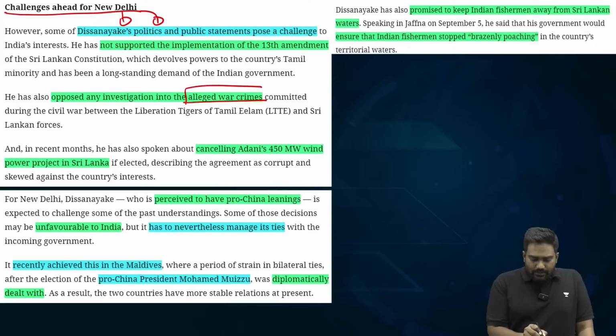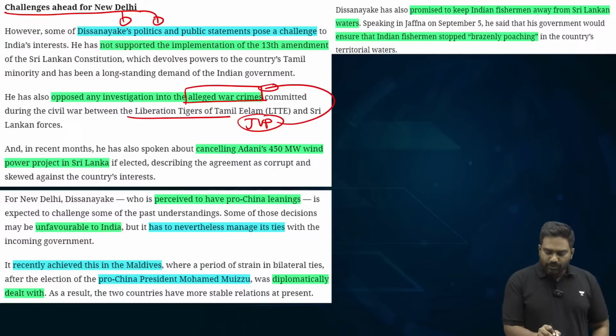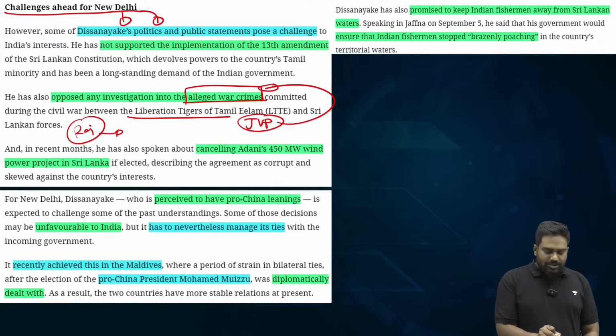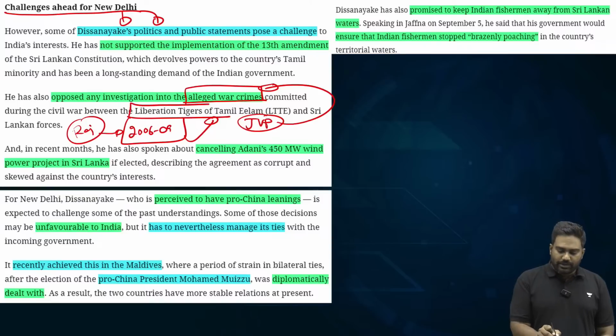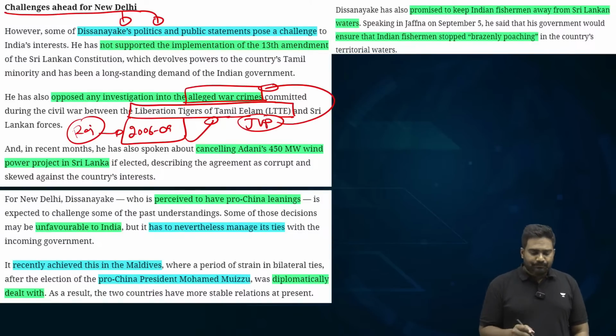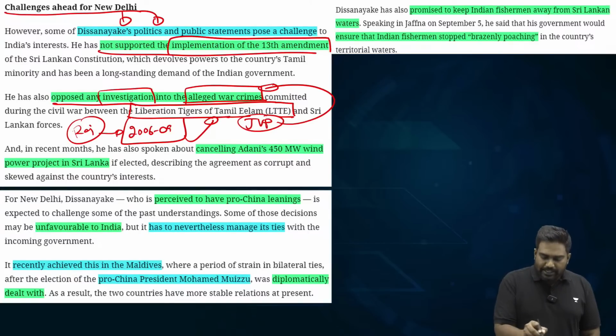The concern is that the JVP doesn't support an investigation into the alleged war crimes committed during the last phase of the civil war. I told you, right, Rajapaksa, when he was the president, had launched the last phase of the war between 2006 and 2009, when the LTTE was decimated. But during this war, human rights violations were reported against the Tamil minorities. India has been pressing for investigations to secure justice for the Tamil victims. But the JVP opposes those investigations into war crimes. It's opposed to the full implementation of the 13th Amendment, which is crucial for securing equal rights for Tamils.